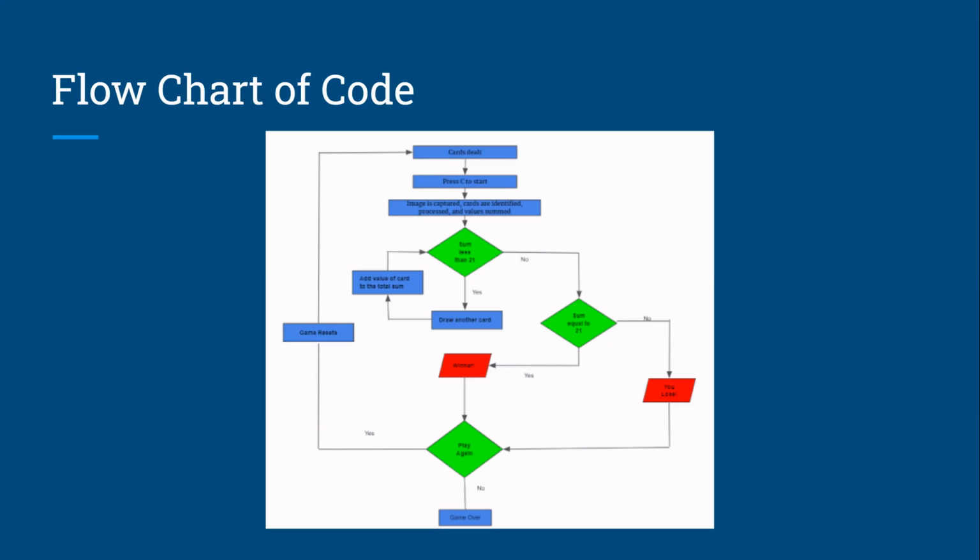And if they do, then they'll draw another card, and then that card will be added to the count as well. But if they hit no and the sum doesn't equal 21, we just decided for simplicity purposes that the user would just lose. But if they do have 21, then they're automatically a winner, and then they have the option to play again. If they hit no, the program will close out. But if they hit yes, the program will basically just reset the count, and then the user can draw new cards.